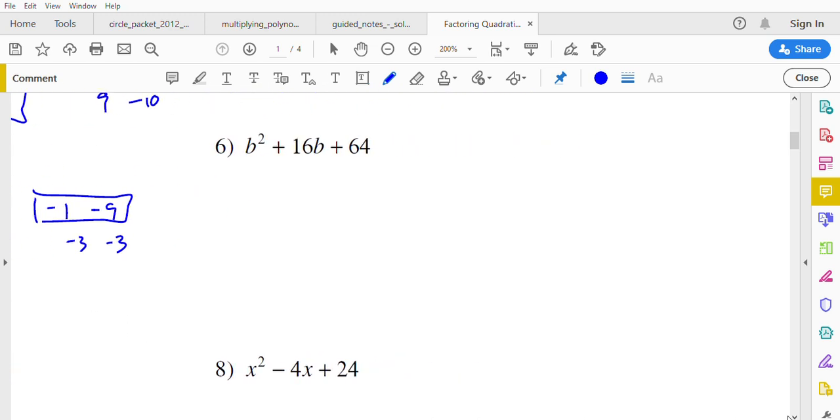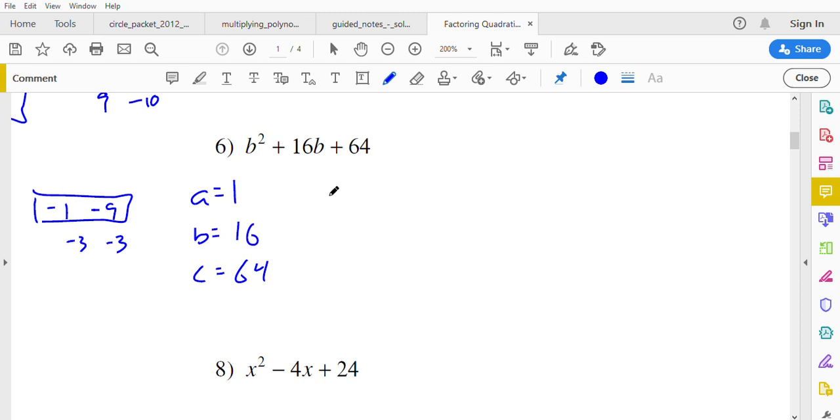Now, number 6 is going to be an important example for us. So let's start off. What does A equal? What does B equal? And what does C equal? A equals 1, B equals 16, C equals 64. Okay, so what are my factors of 64 that add up to 16?